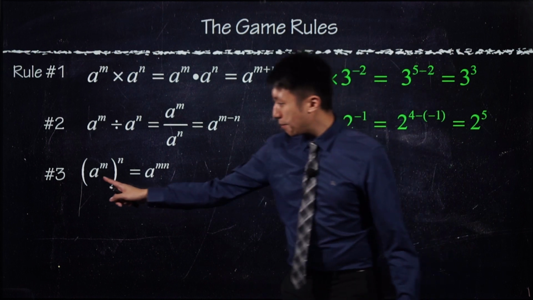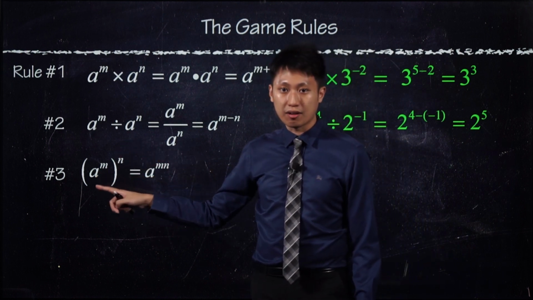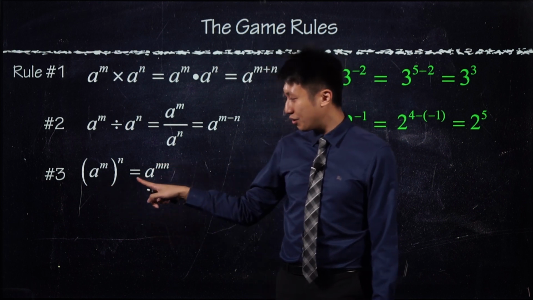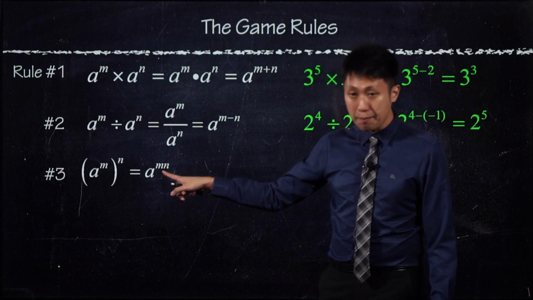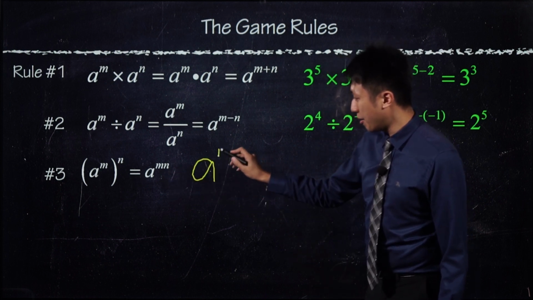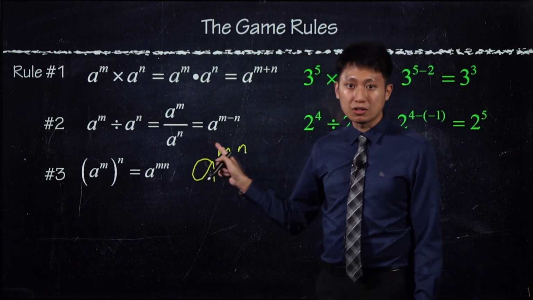Rule 3. A to the power m, the whole thing to the power n again. Meaning that after you get the outcome of a to the power m, you bracket it and take the power again. So this one equals a to the power m times n. It's the same level here, so you multiply them.